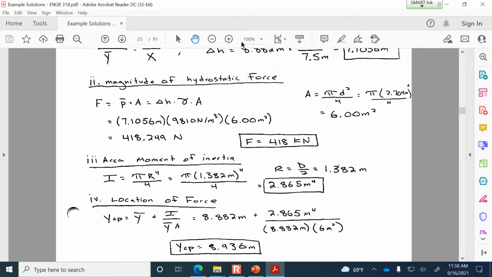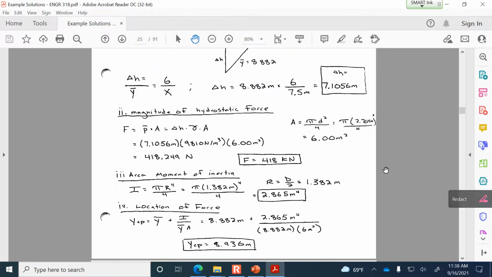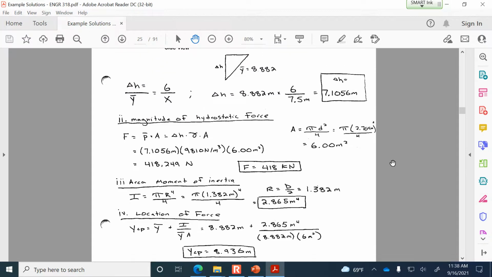Let me leave this up for a second. Are there any questions related to this solution, or maybe the method more generally that you need to follow to find the hydrostatic force?